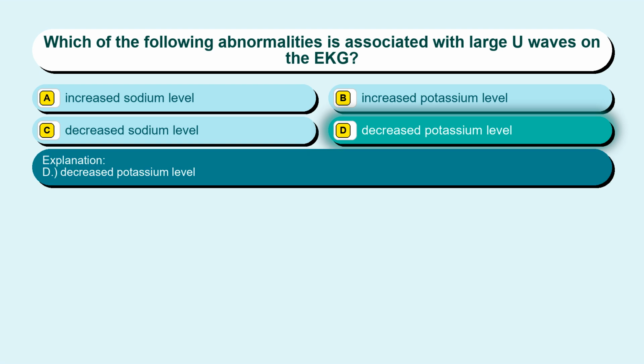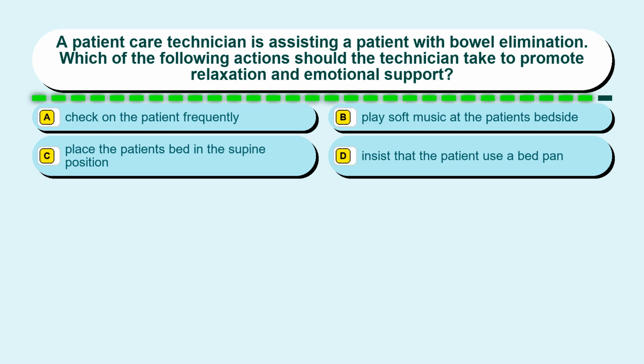Question 8. A patient care technician is assisting a patient with bowel elimination. Which of the following actions should the technician take to promote relaxation and emotional support? Option A, check on the patient frequently. Option B, play soft music at the patient's bedside. Option C, place the patient's bed in the supine position. Option D, insist that the patient use a bedpan.